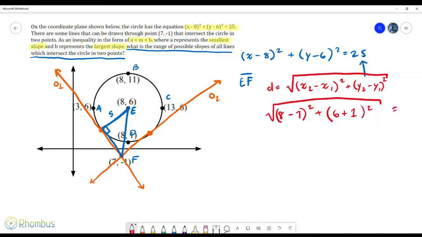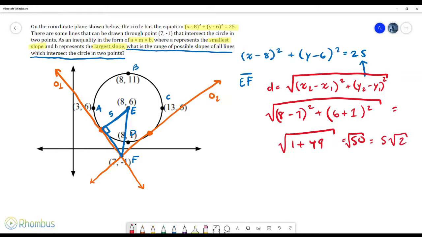Let's simplify this. We'd get 1 plus 49, because 7 squared is 49, which gives us the square root of 50. And if we simplify that into a radical, we would get 5 square root 2.